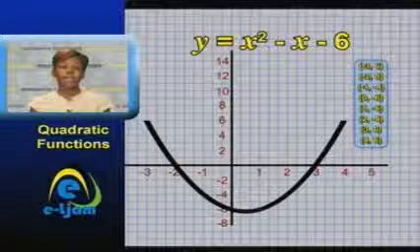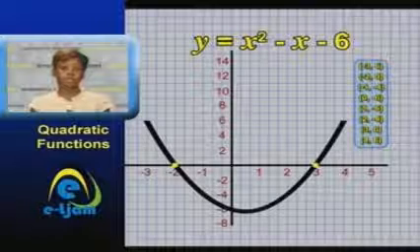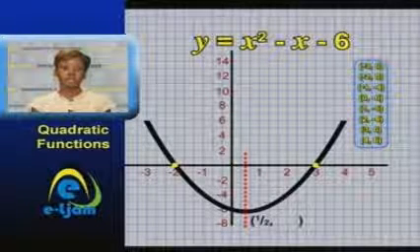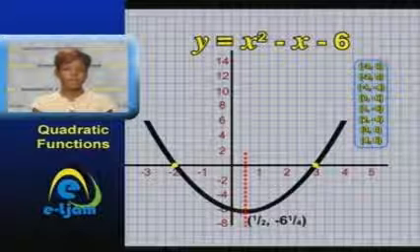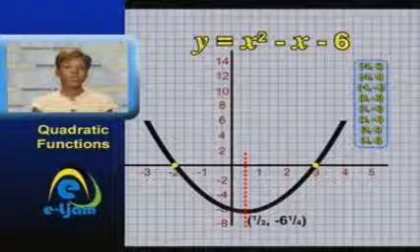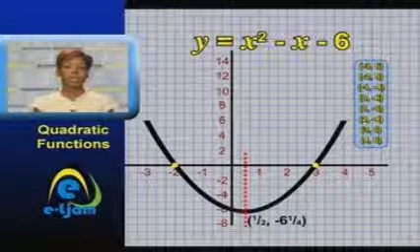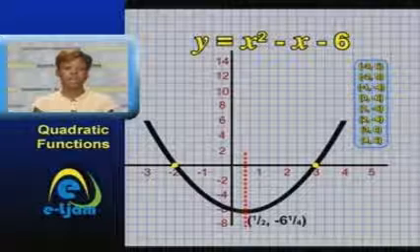What would be its axis of symmetry? X equals 1/2. The minimum value would be negative 6.25. So the coordinates of the minimum turning point are 1/2, negative 6.25.